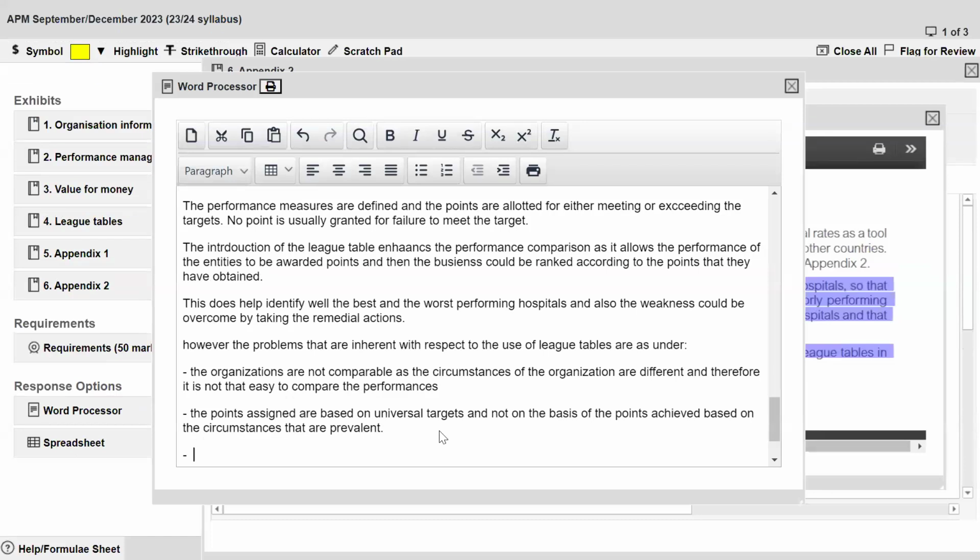What else can you think of as a disadvantage of this?